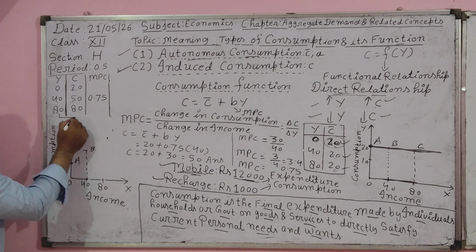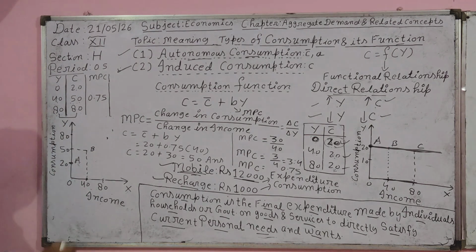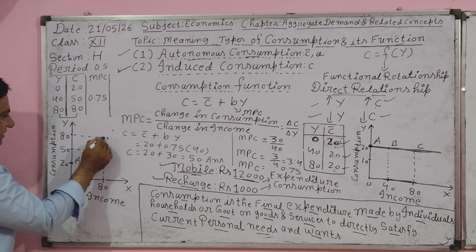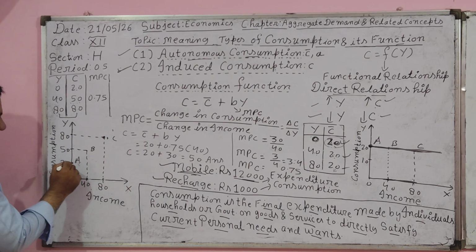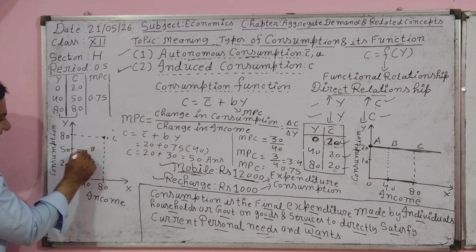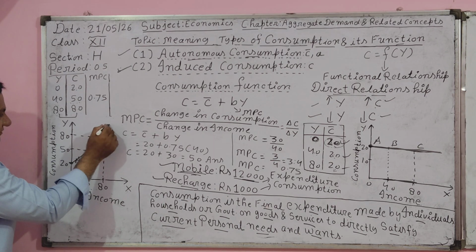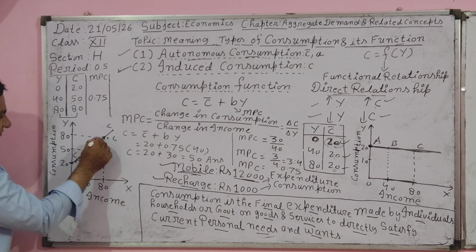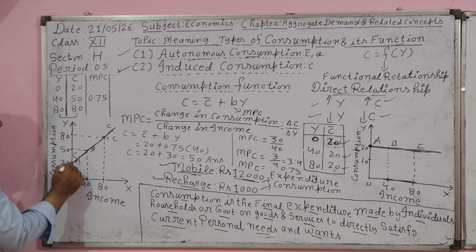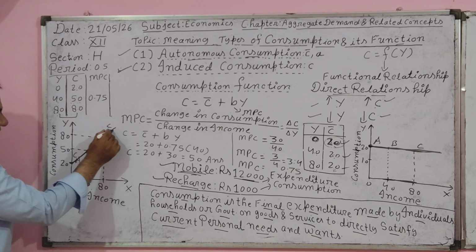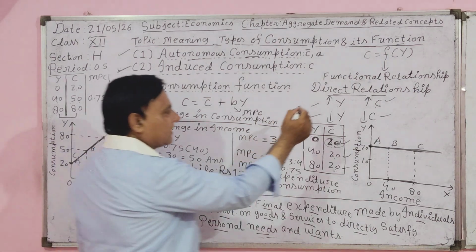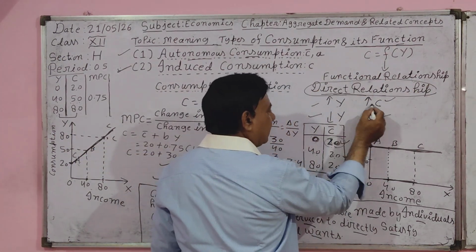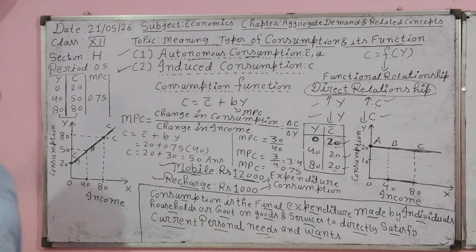Whenever income is 80, consumption is also 80. It is point C. When we join these 3 points, we have a curve. This curve is known as consumption curve, and this consumption curve is an upward sloping curve because there is a direct relationship between income and consumption.